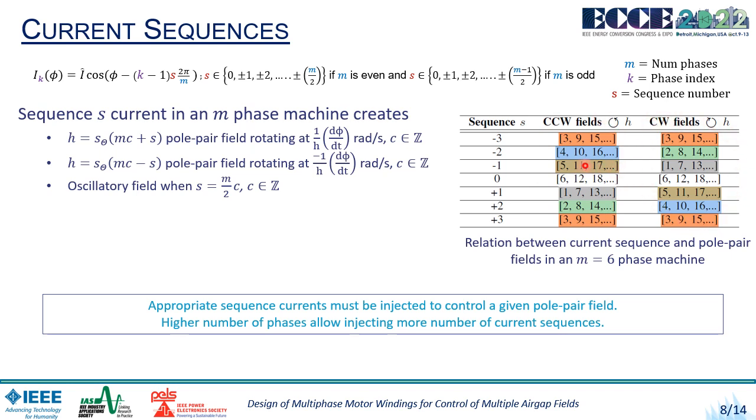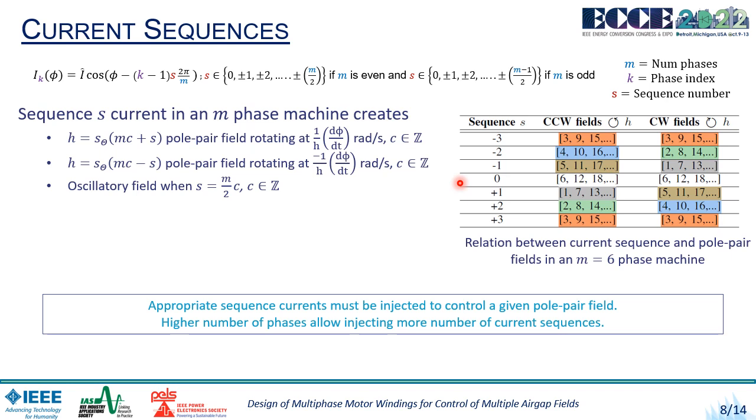It can be seen that sequence -3 and sequence +3 currents have counterclockwise and clockwise rotating fields with the same number of pole pairs, resulting in an oscillatory field. Same is the case with the zero sequence current, which also has the same number of pole pairs rotating clockwise and counterclockwise, leading to oscillatory fields.